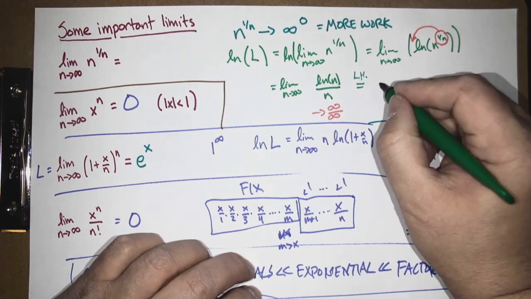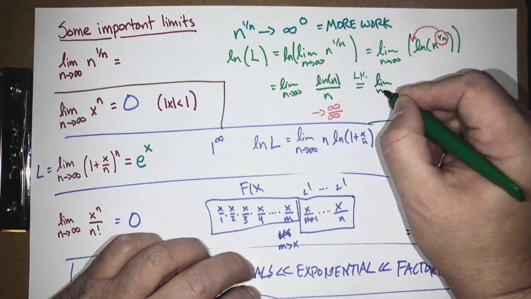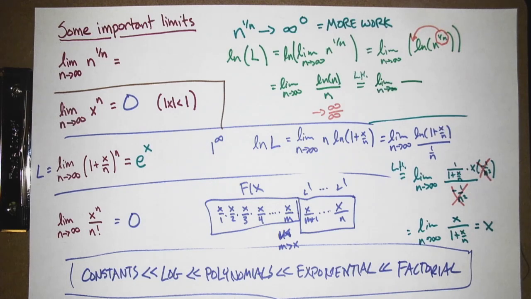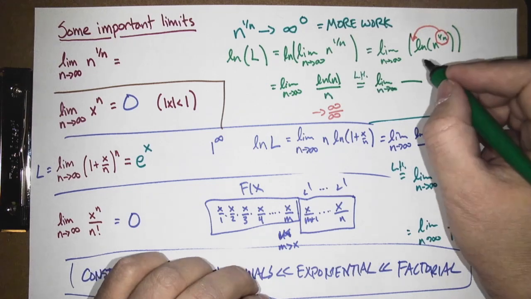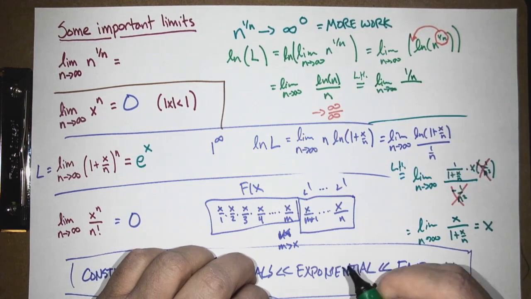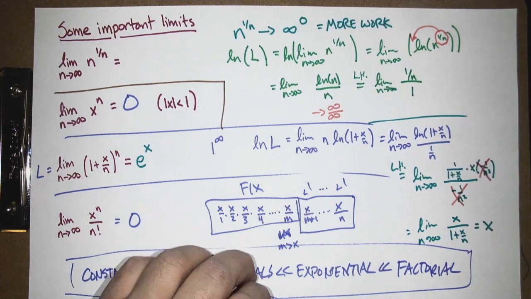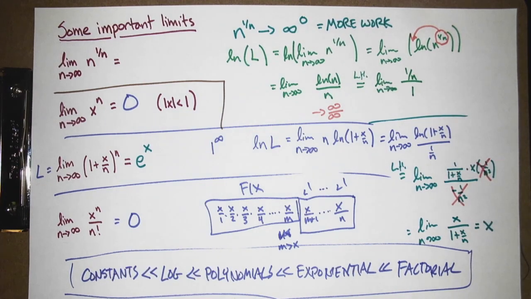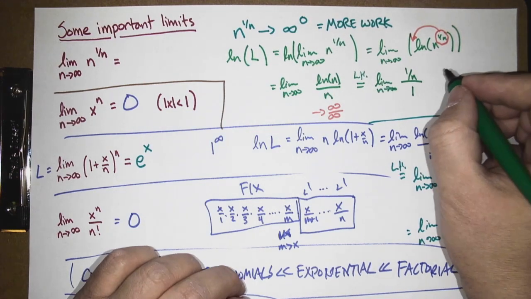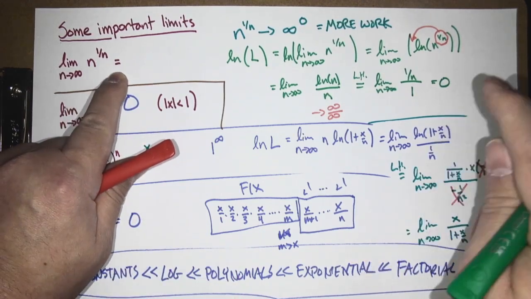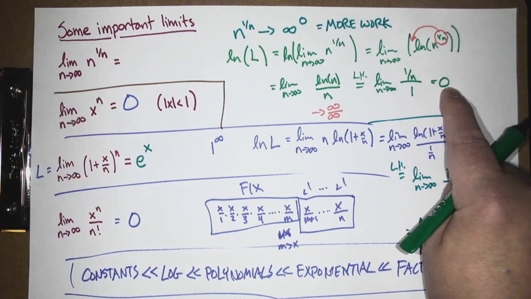All right. So we take the derivative. And remember, L'Hôpital: take the derivative upstairs, take the derivative downstairs. What's the derivative upstairs? The derivative of log n. 1 over n. What's the derivative downstairs? 1. And what does this go to as n gets big? 0. Okay, so the answer, n to the 1 over n, is 0, right?